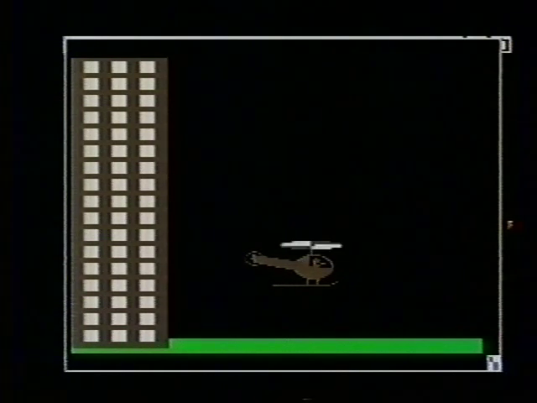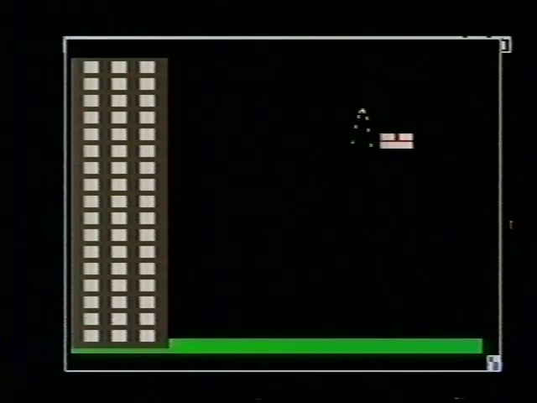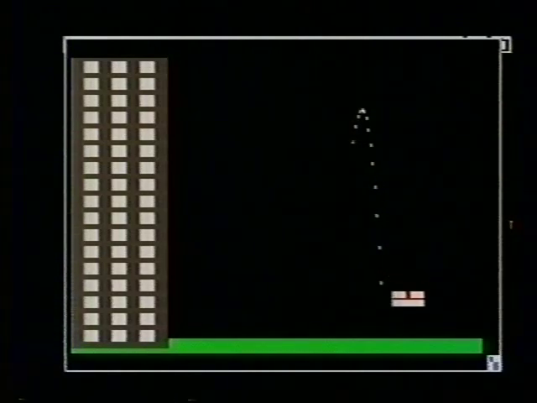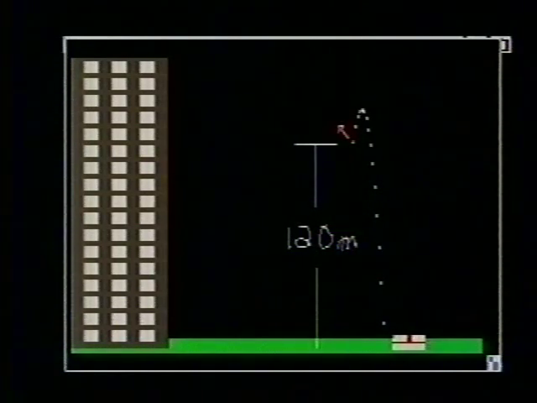Let's first take a look at this helicopter. The helicopter rises at a constant velocity, releases the package about there, which continues upwards for a little while and then falls back to the ground. The distance that the helicopter is above the ground when it releases the package is 120 meters.